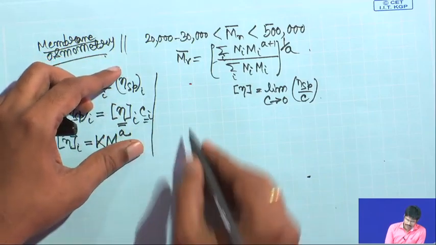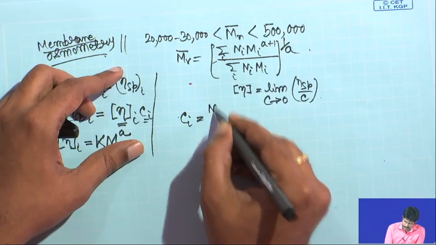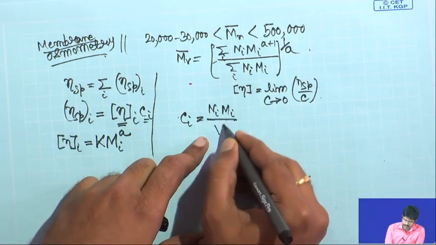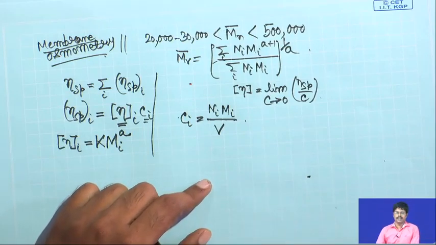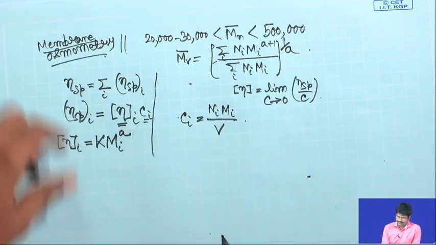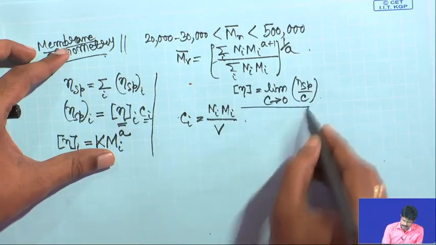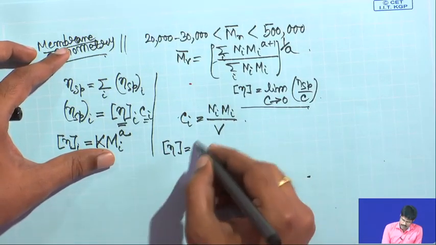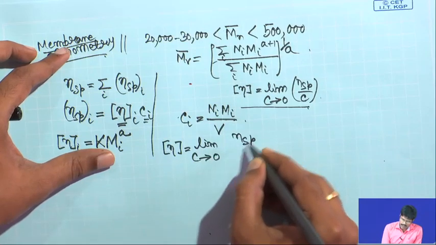What is the concentration of the ith species? This is nothing but the number of moles of the ith species into the molecular weight of the ith species, divided by volume. That is the expression that you are going to use after. So, now let us go back to this expression here. Your eta equals the limit c tends to 0 of eta specific divided by c.